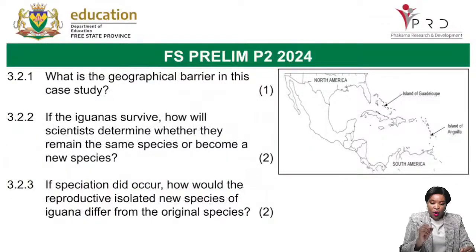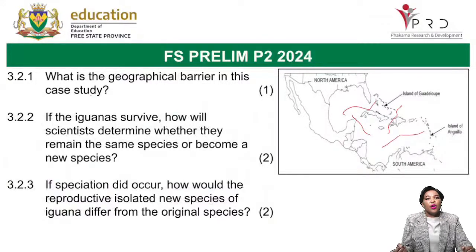Right, now let us take a look at the questions. The first one, what is the geographical barrier in this case study? Geographical barrier. Some of you, I know you might be tempted to say, is the hurricane. No. What is separating the species? A hurricane was just an event that happened in this island of Guadalupe.